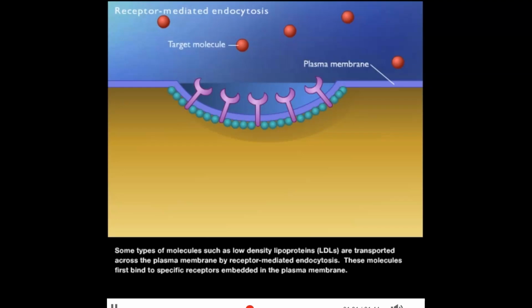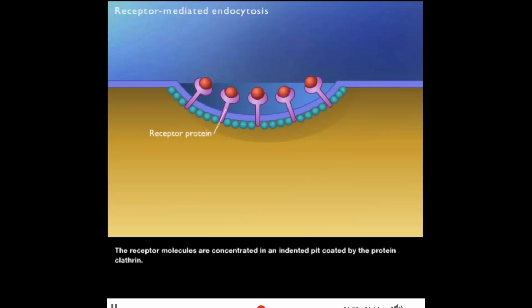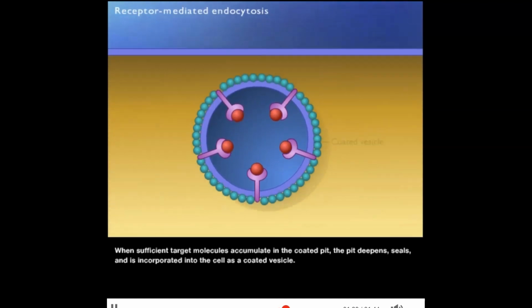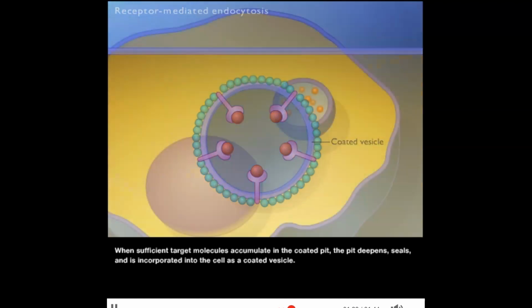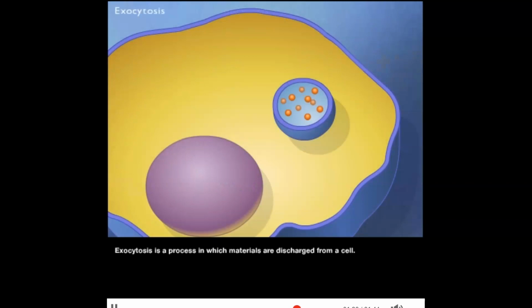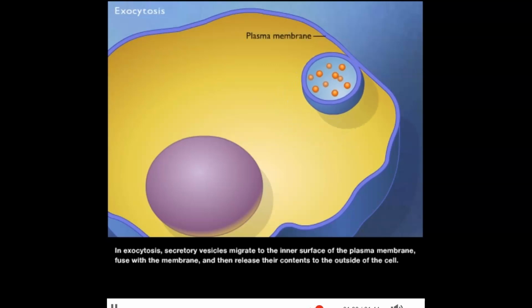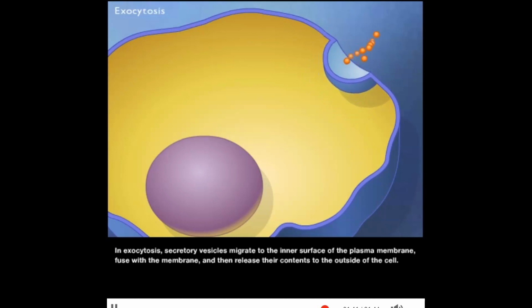These molecules first bind to specific receptors embedded in the plasma membrane. The receptor molecules are concentrated in an indented pit coated by the protein clathrin. When sufficient target molecules accumulate in the coated pit, the pit deepens, seals, and is incorporated into the cell as a coated vesicle. Exocytosis is a process in which materials are discharged from a cell. In exocytosis, secretory vesicles migrate to the inner surface of the plasma membrane, fuse with the membrane, and then release their contents to the outside of the cell.